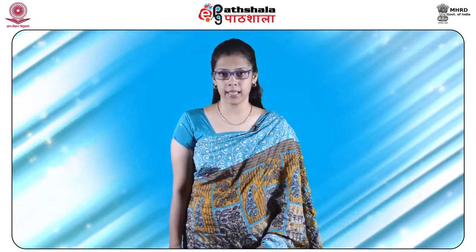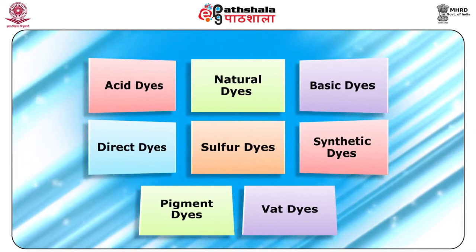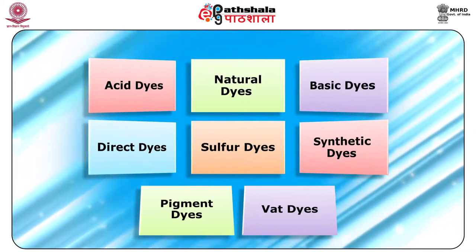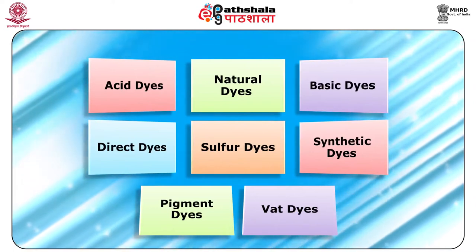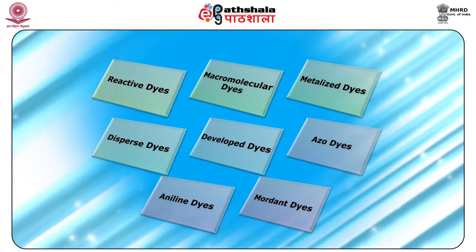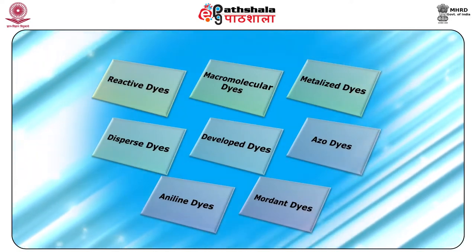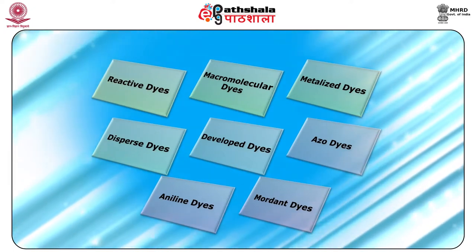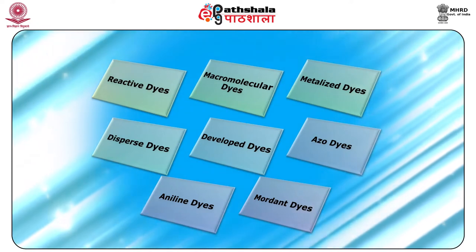Now let us learn about types of dyes. Dyes are complex, unsaturated, aromatic compounds with satisfying individuality like intense color, solubility, substantiveness, and stronghold. It can be of various types like acid dyes, natural dyes, basic dyes, direct dyes, sulfur dyes, synthetic dyes, pigment dyes, vat dyes, reactive dyes, macromolecule dyes, metallized dyes, disperse dyes, developed dyes, azo dyes, aniline dyes, mordant dyes.